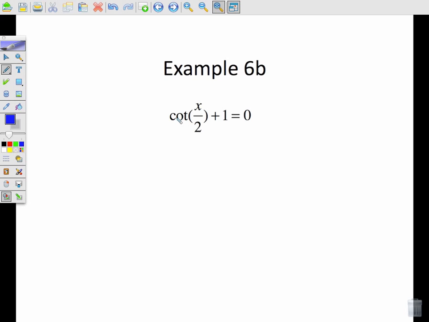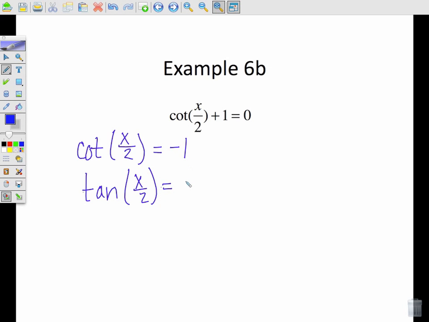All right, my next example, cotangent of x over 2 plus 1 equals 0. The first thing I'm going to do is subtract the 1. So cotangent of x over 2 equals negative 1. So when does cotangent of the angle equal negative 1? It would be the same time that tangent of the angle equals 1 over negative 1, which is negative 1. So x over 2 would be equal to negative 1 at, in quadrant 2, tangent's negative, so 3/4 pi.